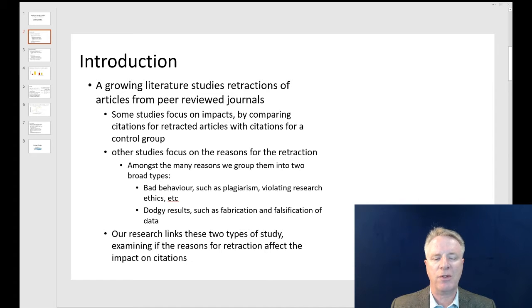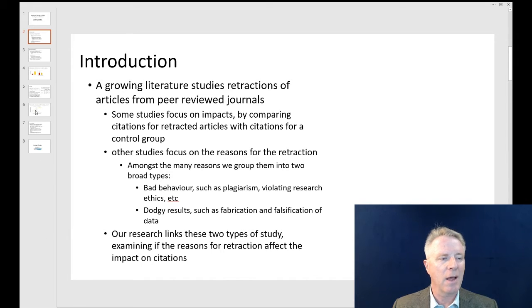In contrast, the second broad reason for retractions is because of the falsification or outright fabrication of the data, or because of errors in the analysis or in the data. For those sorts of studies, we actually think of these as having results which are unreliable, which in shorthand we simply call dodgy results. What our research does is try to link these two broad parts of the literature, because we examine whether or not the reason for the retraction affects the impact on citations, which has not previously been studied.